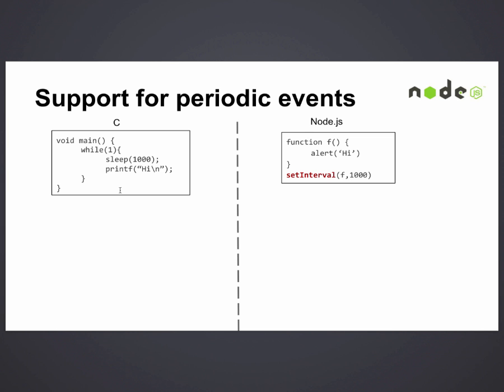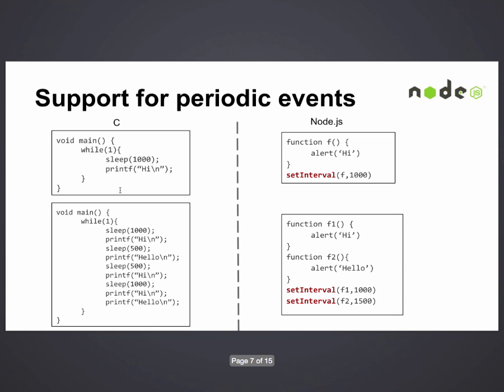So, support for periodic events. This is just to show you why Node.js is so good for handling time-based events. In C, for example, if you want to do a while loop and sleep for maybe 1 second, and then print hi, for Node.js, you look at this. You have a function, and then setInterval of 1 second, and you alert hi. These two pieces of code actually do the same thing. Every 1 second, you just say hi, so it writes hi in the output. If you look at this, there's no clear advantage comparison between C and Node.js. The length of the code is almost the same.